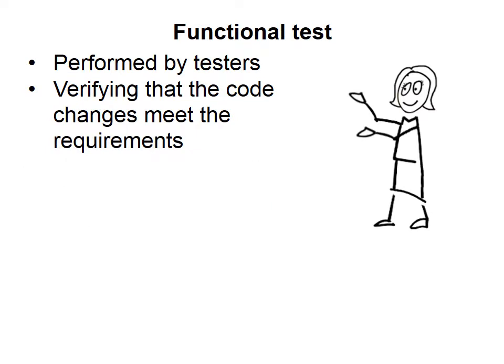Functional test is executed by the QA team. It is the verification that the code changes meet the specified requirements. It is performed in a dedicated QA environment. Many times it is done at the same time as the system test. In some organizations, they may be considered the same phase.